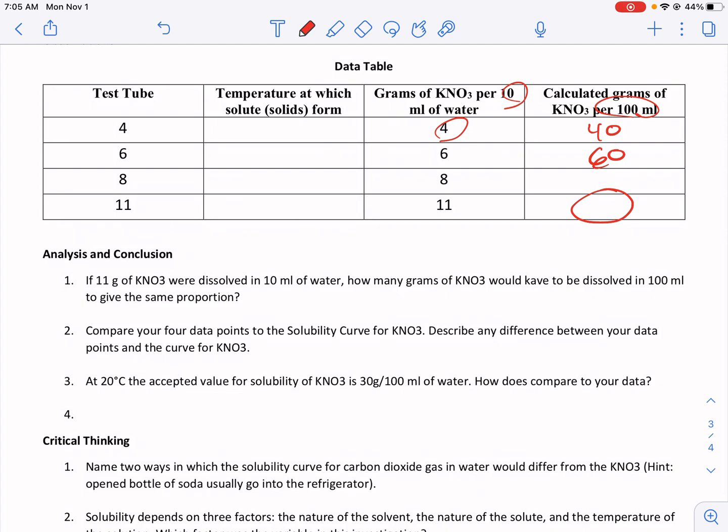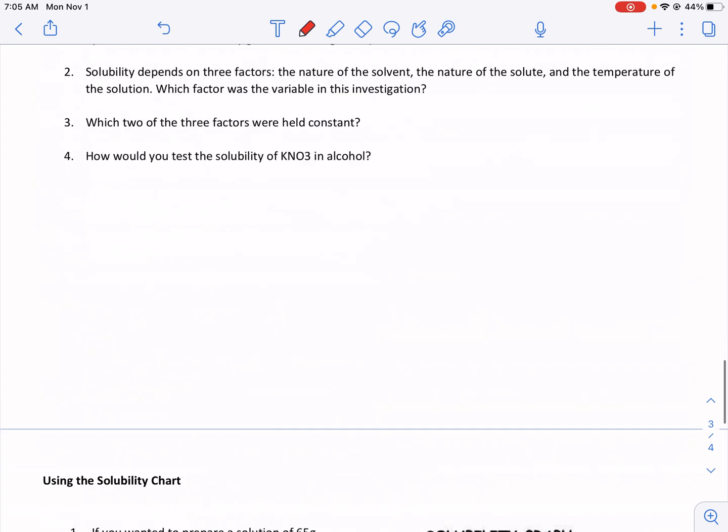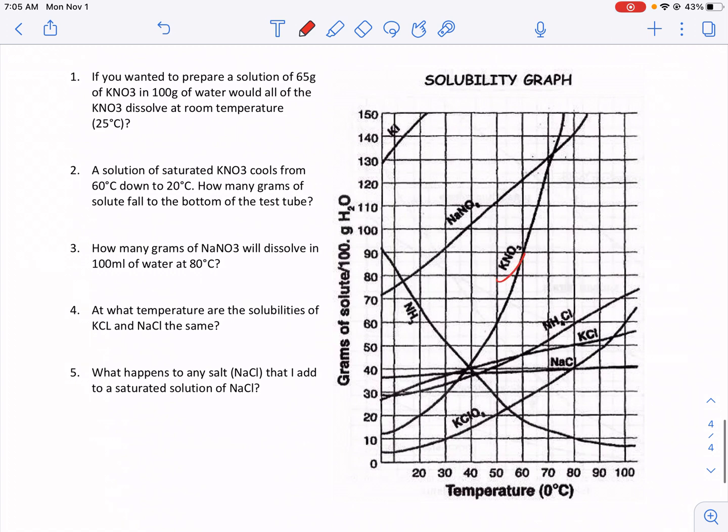Compare your 4 data points to the solubility curve of KNO3. Well, that's included here in your lab. That's right here. And just look at the 4 points that we did temperature-wise. Remember, our 4 points of KNO3, we did 40, 60, 80, 110. So these points over here, do your points for your temperatures match up with that or not? It's okay if they don't. Just see what you think.